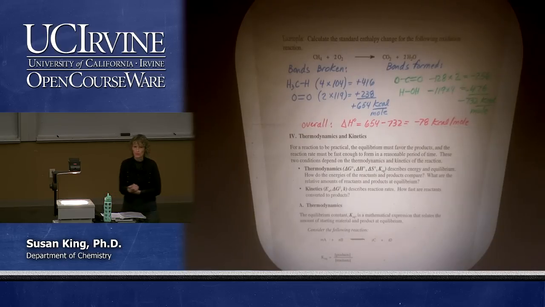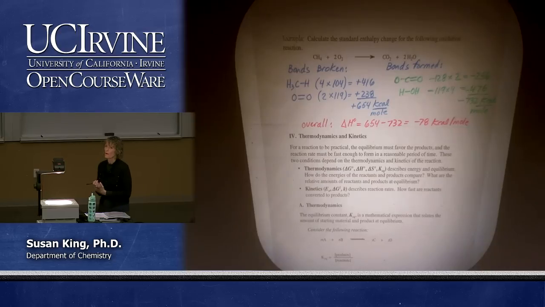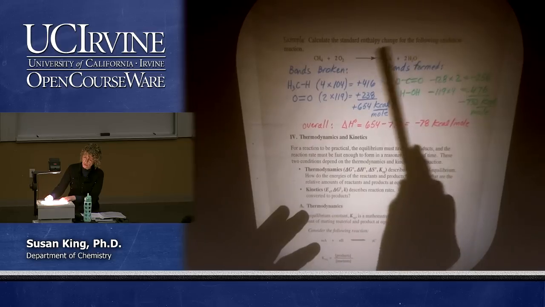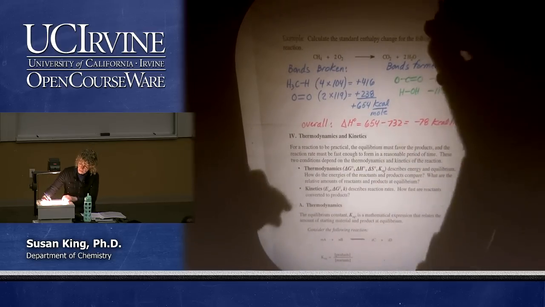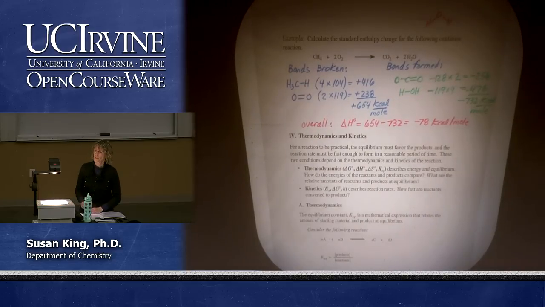So exothermic reaction, right? Questions on how I did that? Anybody? Yes? This one right here? So we don't have any water here at all, so we're going to be making two oxygen-hydrogen bonds per water molecule, and there's two water molecules. Okay? More questions?